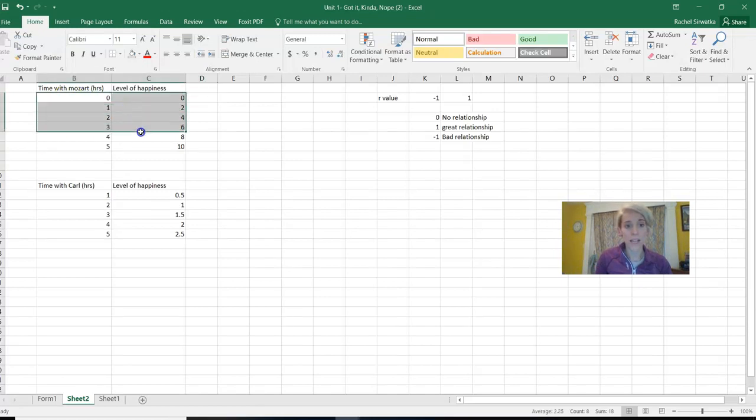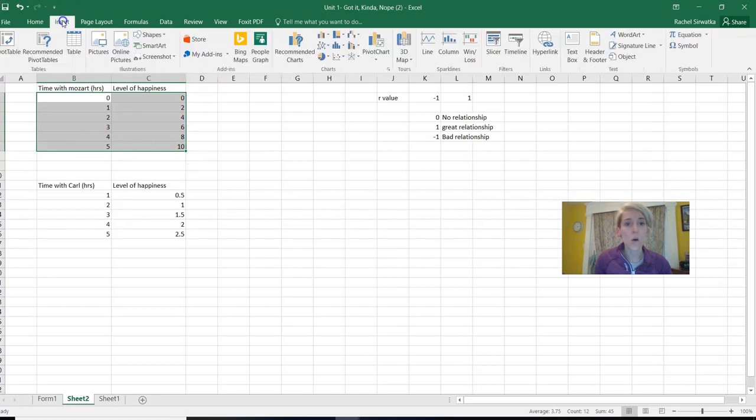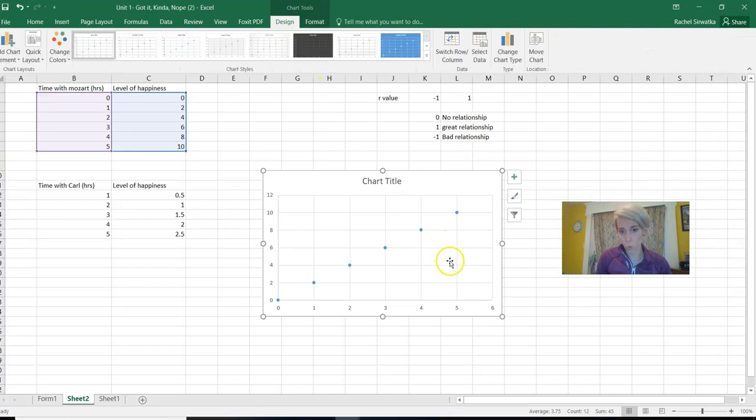So here I'm going to show you with this relationship: time with my dog Mozart in hours, and my level of happiness. It increases, obviously. So I'm going to insert a graph, and do my little dot plot, and then voila, we have this beautiful thing, and it looks like there's a beautiful line there. When I put in a trend line, it says, indeed, you do have a stunning line.